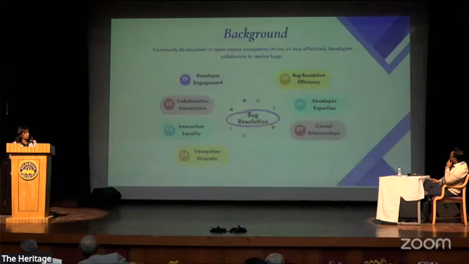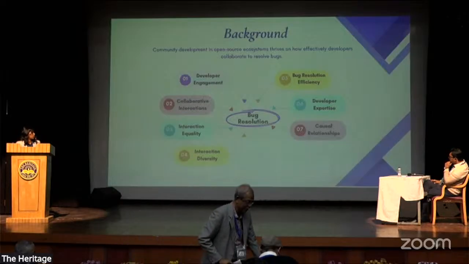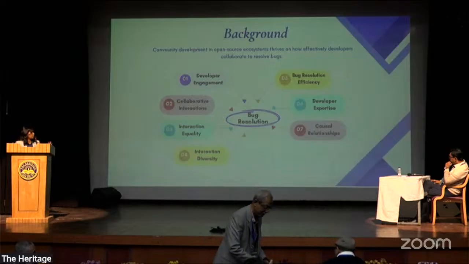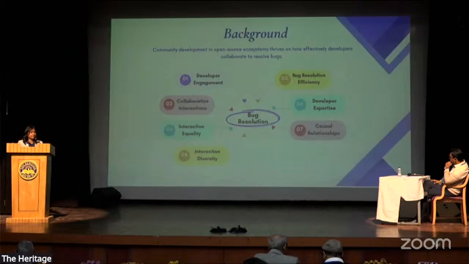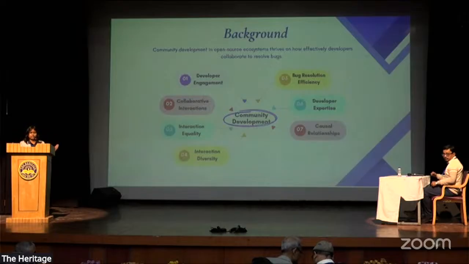Here we can see bug resolution at the center, surrounded by 7 factors which directly or indirectly impact how quickly bugs get resolved. Now, coming to the interesting part, on studying all these 7 factors in depth, we found something quite profound. On replacing bug resolution with community development among developers, we found that these 7 factors continue to play an equally important role. All these 7 factors have been identified through the synthesis of past research work.